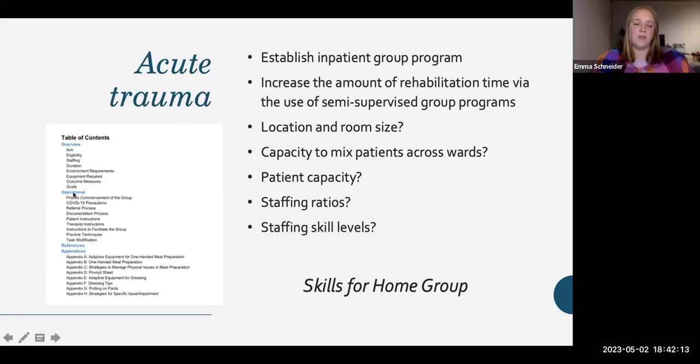And that's just a table of contents from the manual or the group protocol that we wrote. It was actually done by a student. We had a student come in and lead some of that work with our support, which was a wonderful resource.